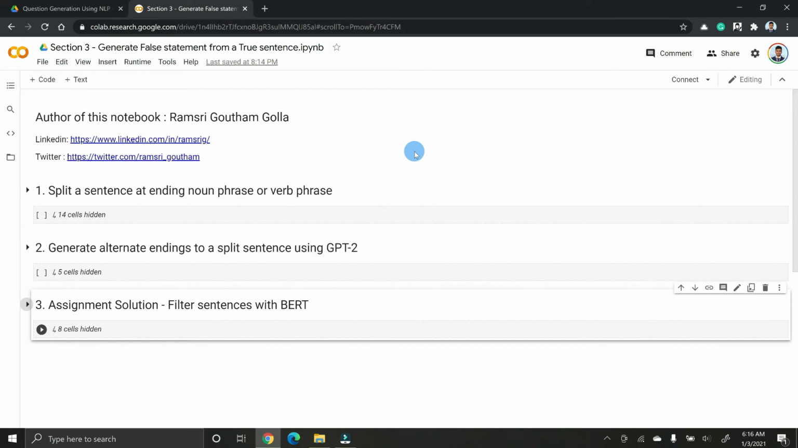Welcome back. In this section, we will go through the code to generate a falsified sentence from a given true sentence. This section is divided into 3 parts. In the first part, we will see how we can split a sentence at the ending noun phrase or verb phrase. Then in the second part, we will see how we can give that split sentence to the OpenAI GPT-2 algorithm and generate a complete sentence with an alternate ending. And in the third part, I'll give you an assignment and we'll go through the assignment to filter these sentences in the order of their similarity using BERT.